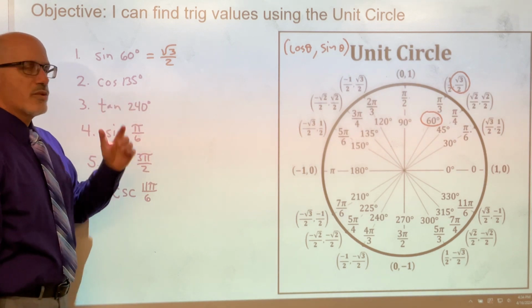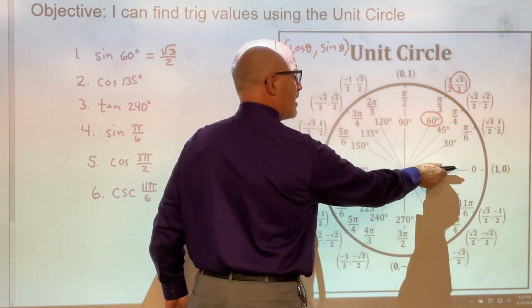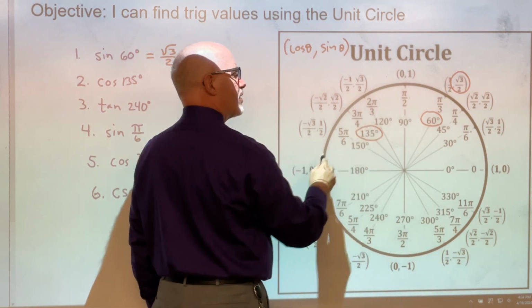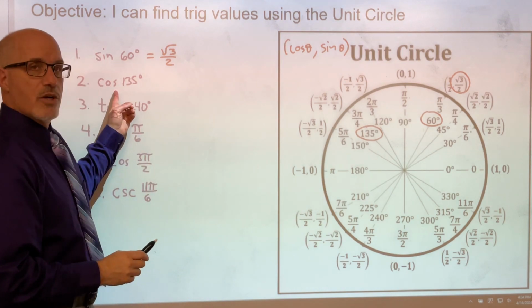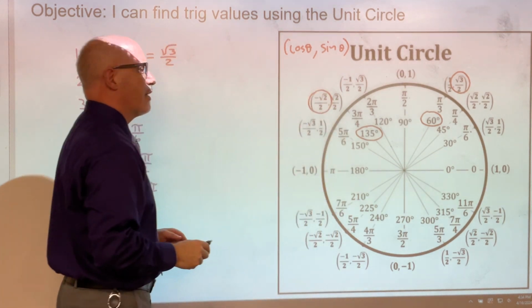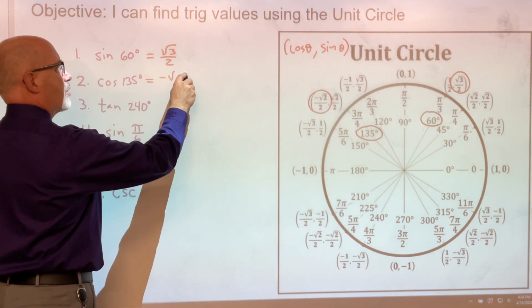If I want to do cosine of 135, again, the angle starts in standard position and rotates counterclockwise. So here's 135 degrees. If I want to find the cosine, I look for the x value. Here's the x value on that ordered pair. And so I get a value of negative square root of 2 over 2.